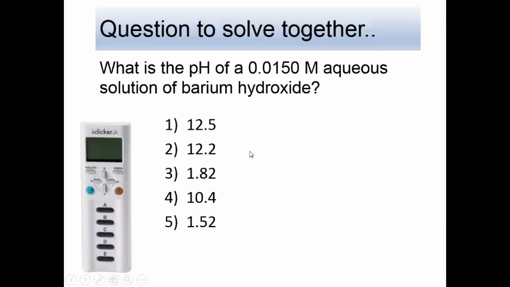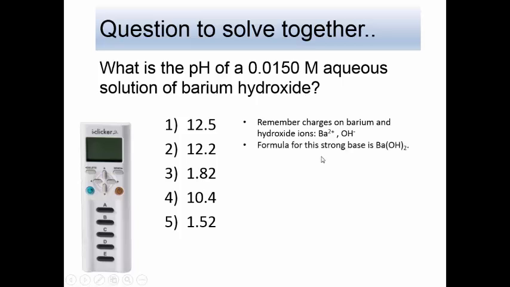Okay, so here's a question that we're going to work through together. What's the pH of a 0.015 mole per liter aqueous solution of barium hydroxide? Well, let's remember the ionic nature of barium hydroxide. Barium ions are Ba2+, hydroxide ions are OH-. So of course, when you stick them together to form an ionic compound, it has the formula Ba(OH)2. And when that dissolves, one equivalent of Ba(OH)2 produces one equivalent of Ba2+, and 2 equivalents of hydroxide.